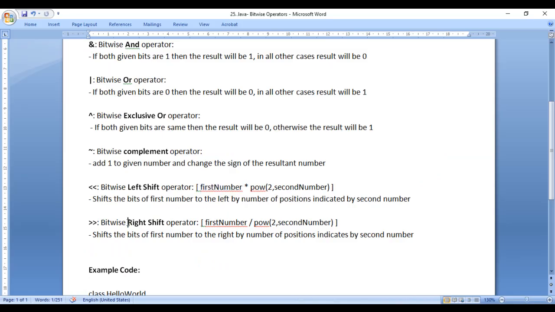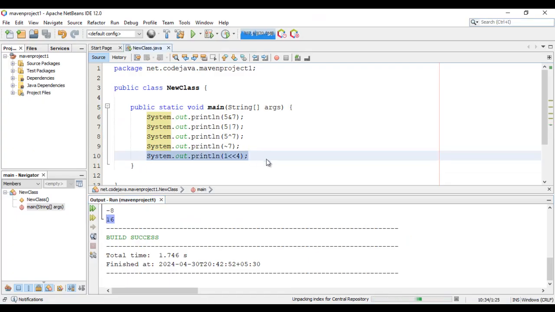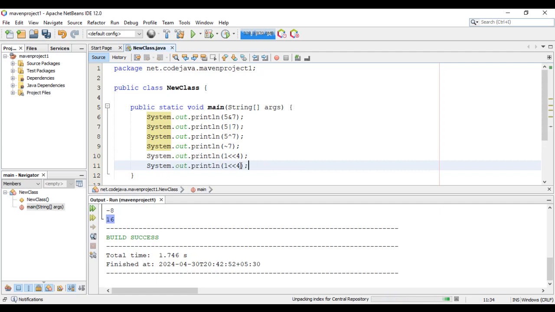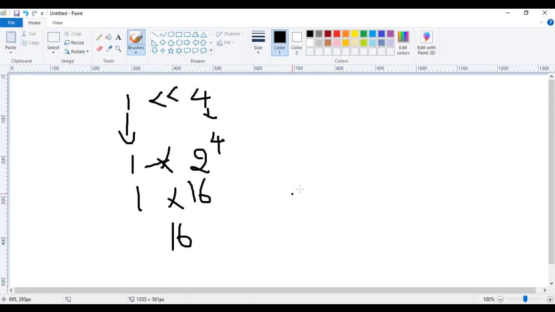Next we have the bitwise right shift operator. What does the bitwise right shift operator say? Take the first number divided by 2 to the power of the second number. Instead of multiplied by, you say divide by. Let's understand with an example. I copy this code and paste it down. I say here 16 right shift by 4 positions. What output do we get?